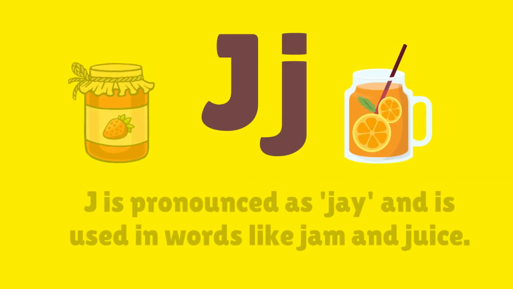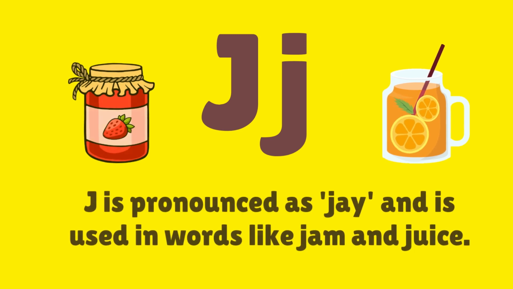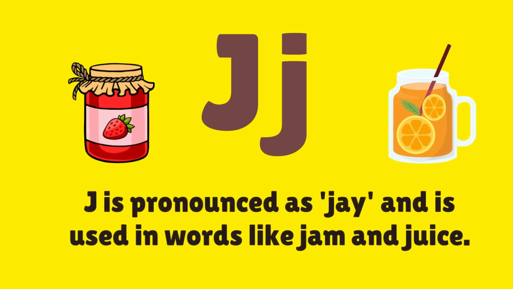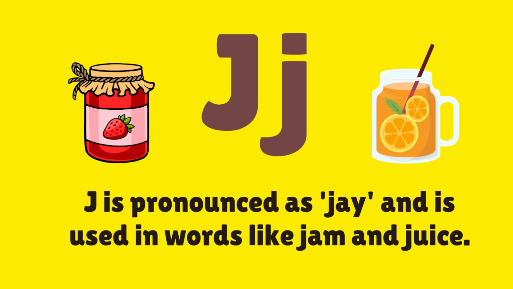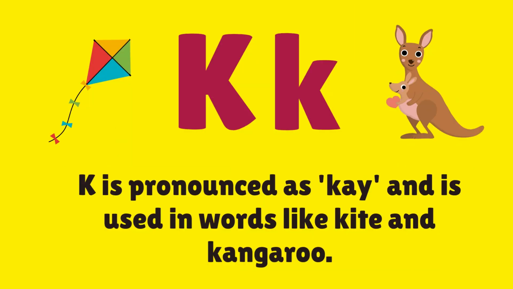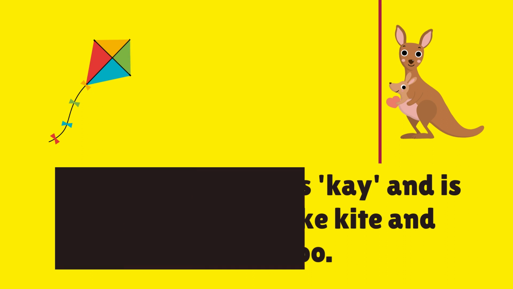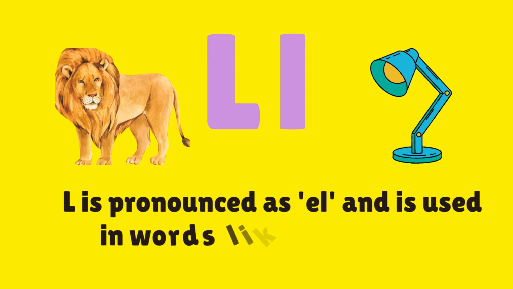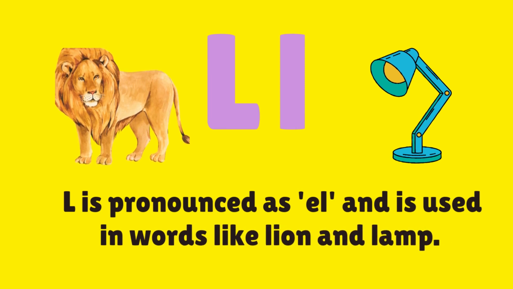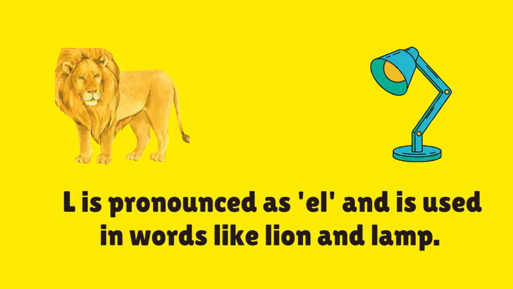J is pronounced as J, and is used in words like jam and juice. K is pronounced as K, and is used in words like kite and kangaroo. L is pronounced as L, and is used in words like lion and lamp.